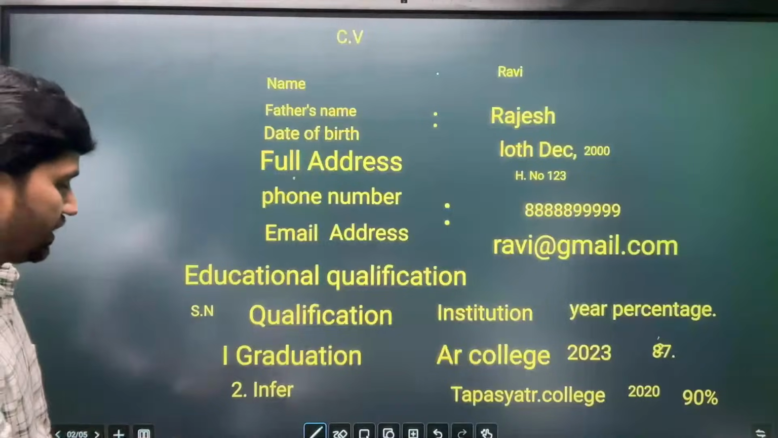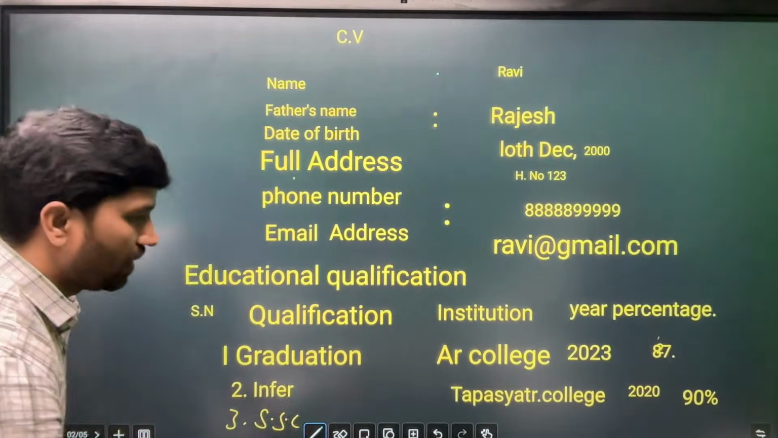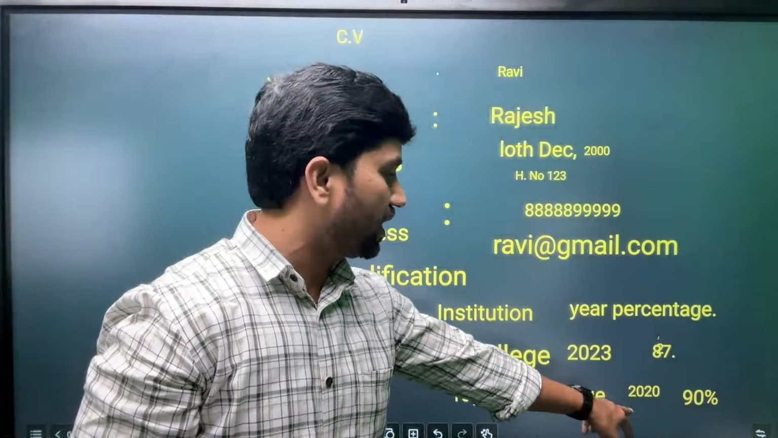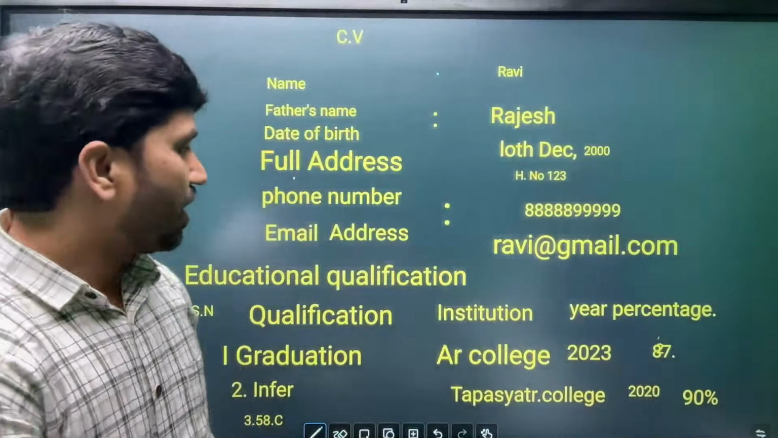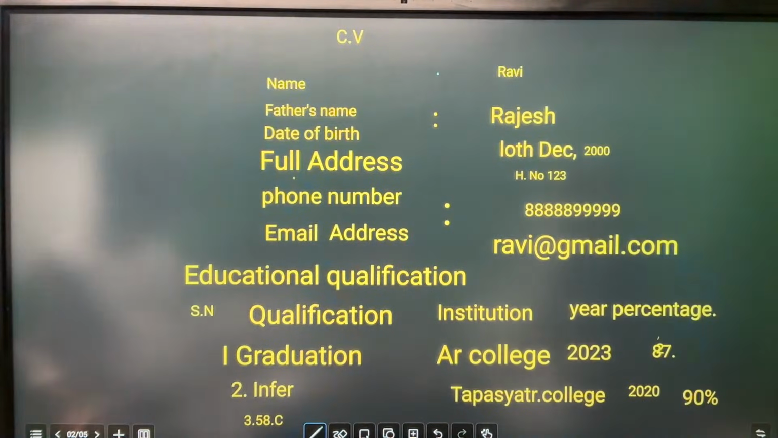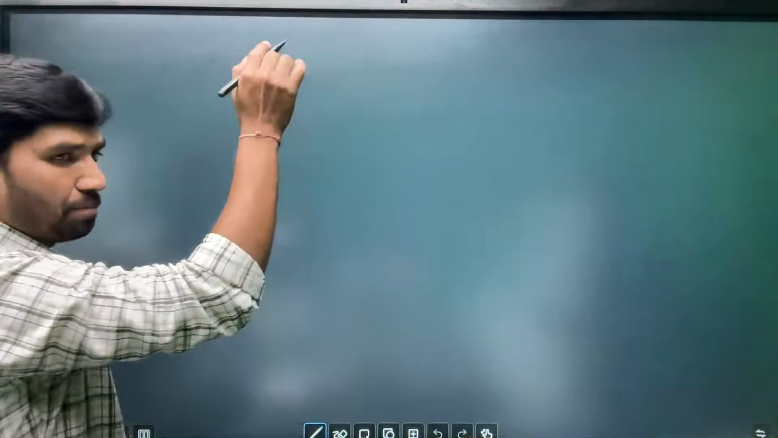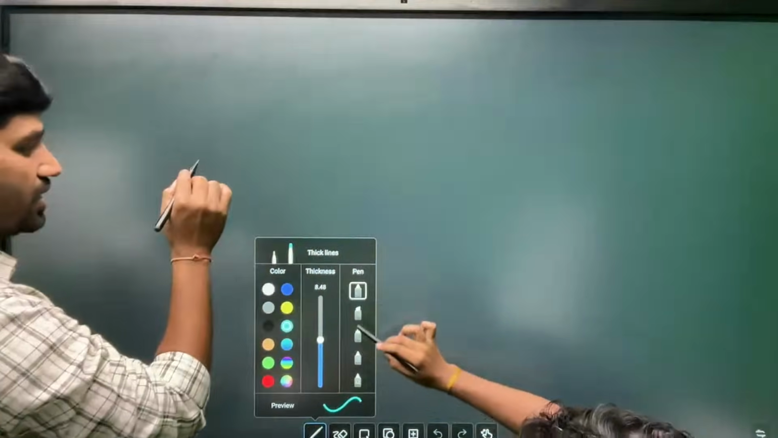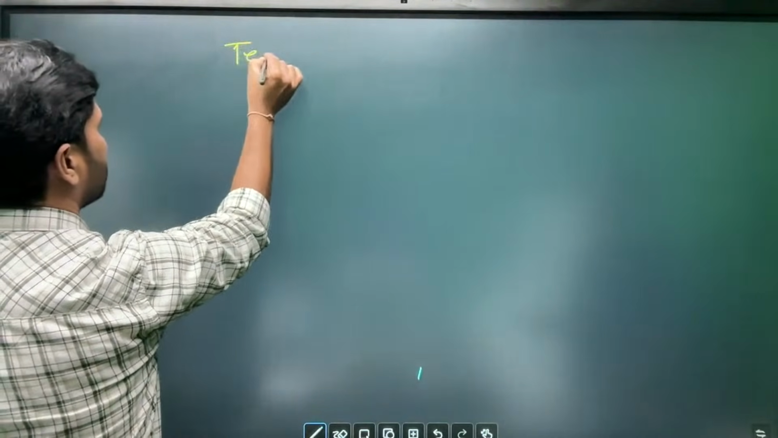Then the third one is SSC. Write the school name and the year in which you completed it, like 2018. And the percentage is 95. After completing the table with all the qualifications, we go for the technical skills. The next one is the technical skills.